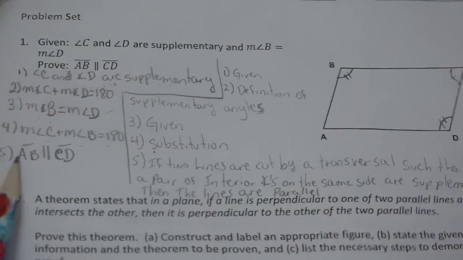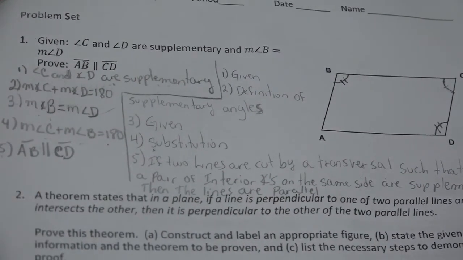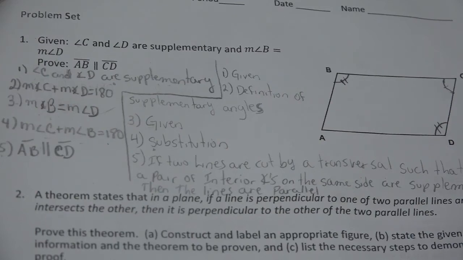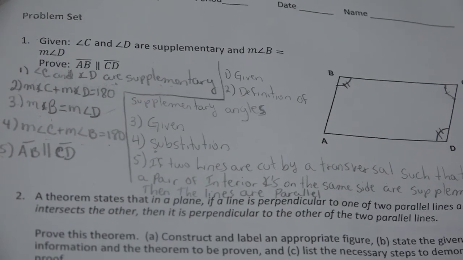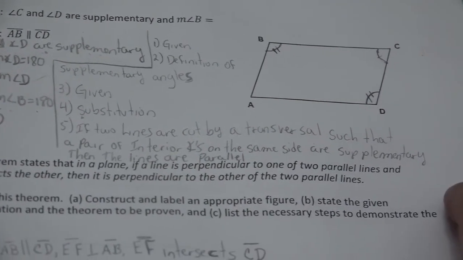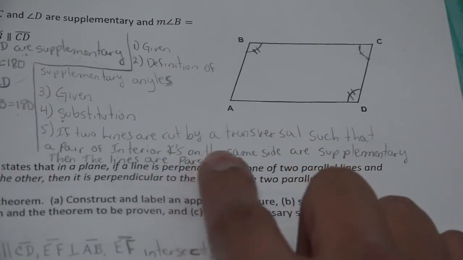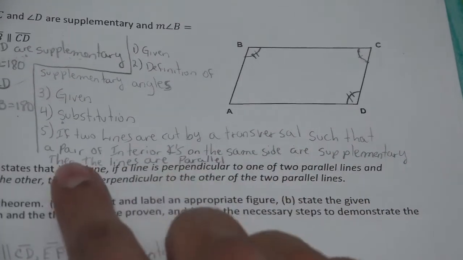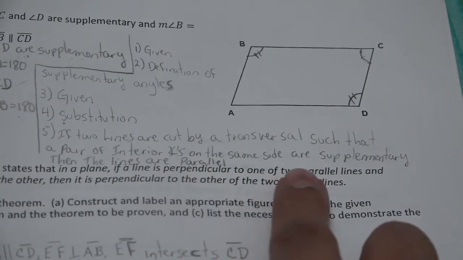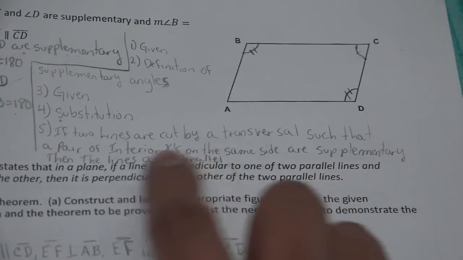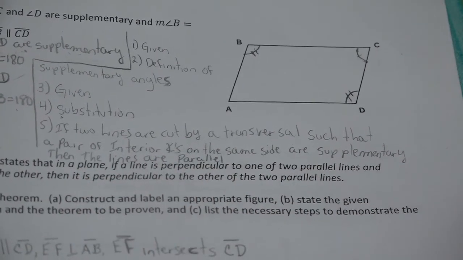Now, number 5. AB is parallel to CD. Now, did I really prove that they are parallel? Well, look at the justification. If two lines are cut by a transversal such that a pair of interior angles on the same side are supplementary, then the lines are parallel.